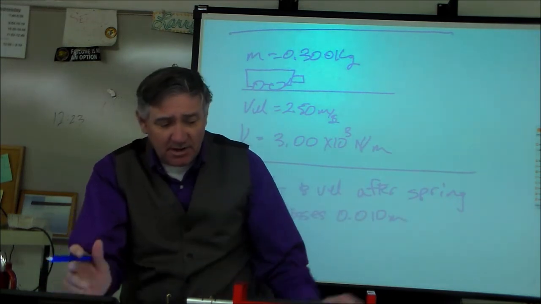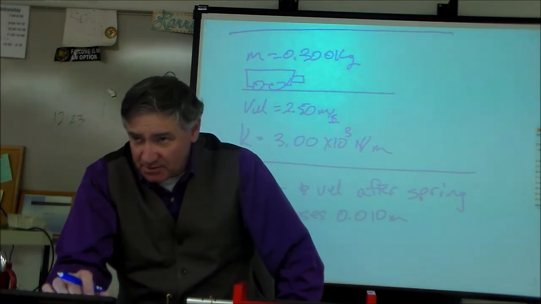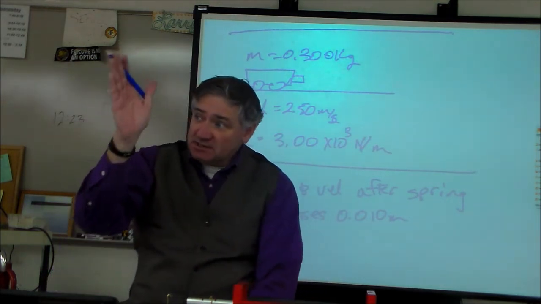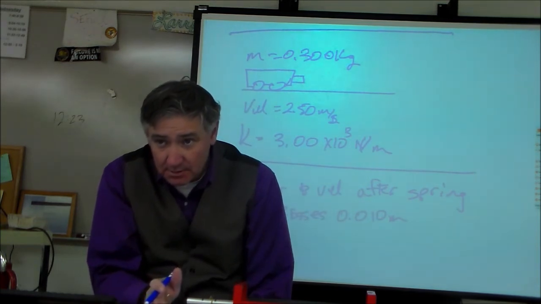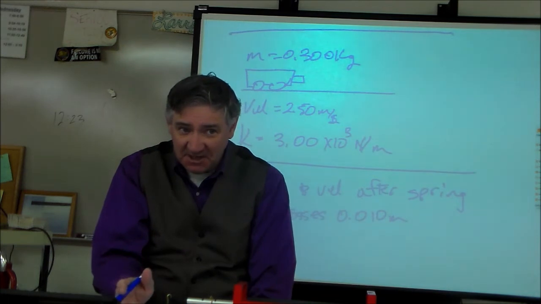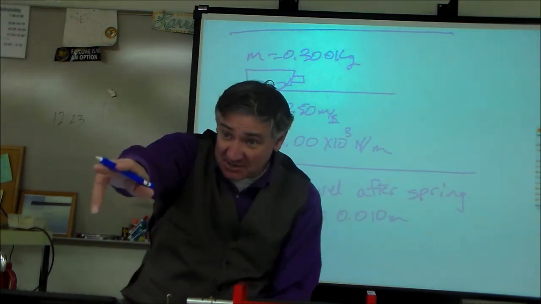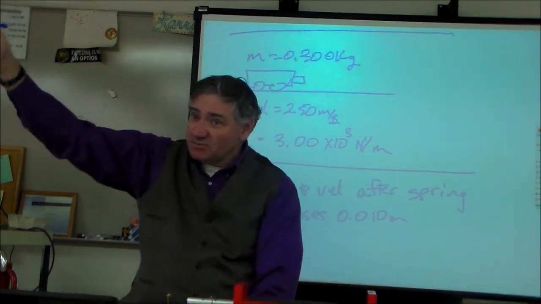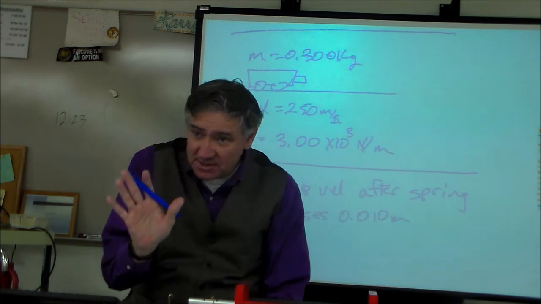So here's the deal. I've got this cart, it's rolling along, it has a mass of 0.3 kilograms. It's moving at 2.5 meters per second. Just knowing that, what can we determine? The kinetic energy, right? Because kinetic energy is 1/2 mv squared. As it's rolling, what's the only type of energy that it has?